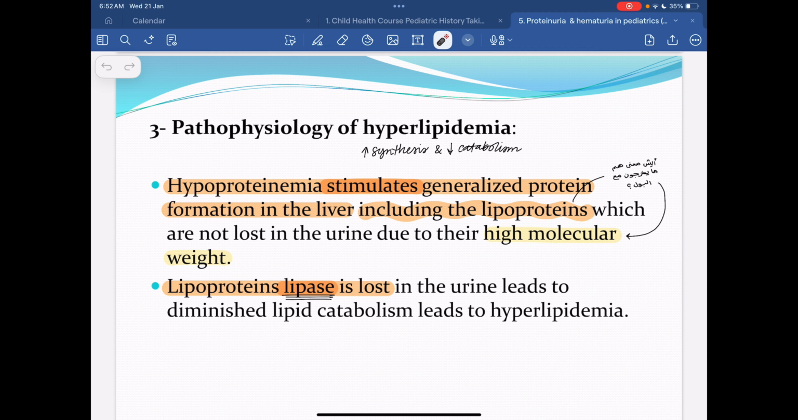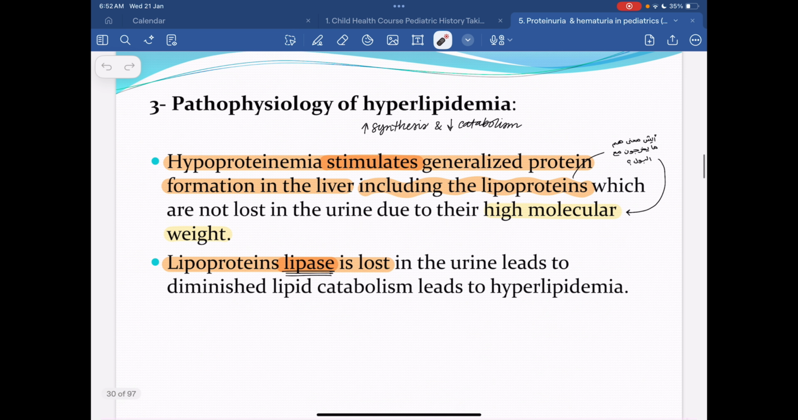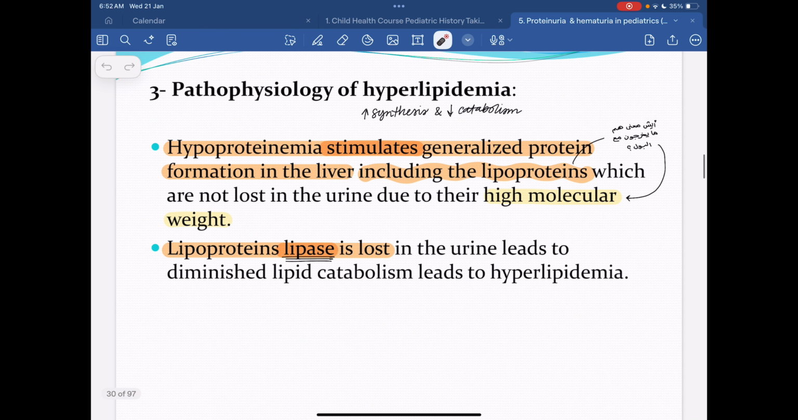On the other hand, the lipoprotein lipase that is there to destruct this is lost. ما هو زي هذا high molecular weight. فصار عندنا decreased catabolism and an increased synthesis of these lipoproteins. فصار عندنا hyperlipidemia.